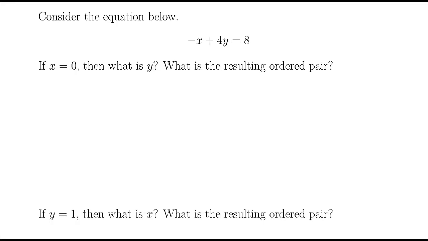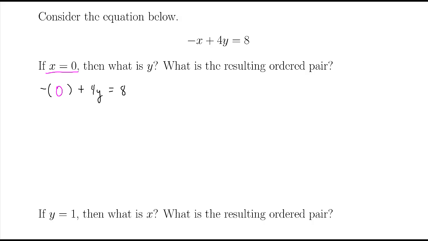Let's consider the equation negative x plus 4y equals 8. Now, if x is 0, then what does y have to be? Okay, well, that's pretty easy to work out. Let's rewrite the equation, but we're going to replace the x with 0 because x is 0 in this scenario.